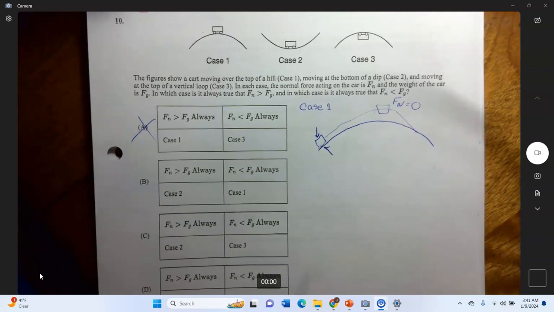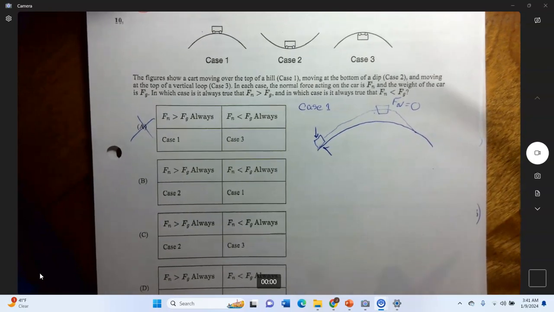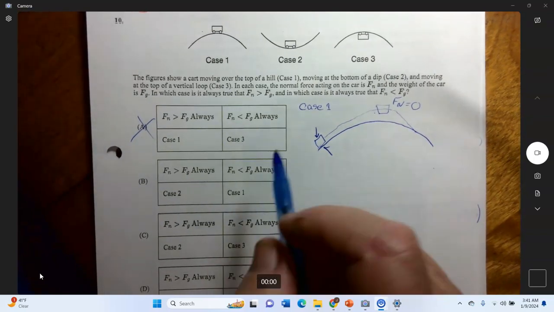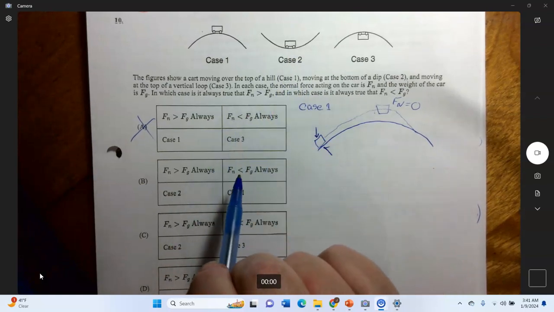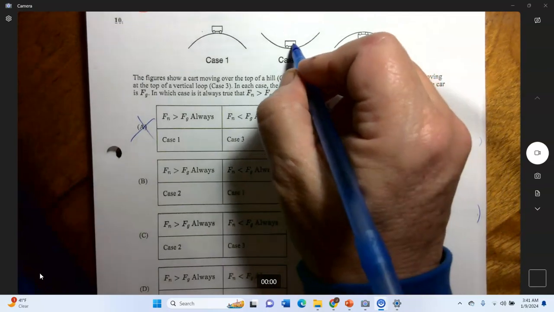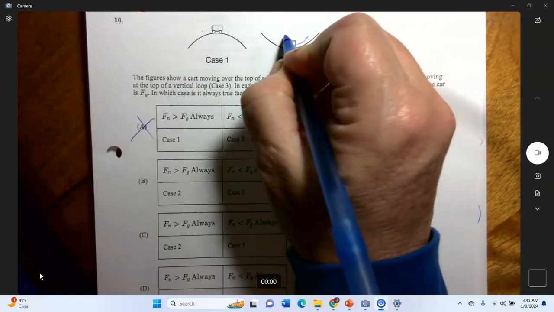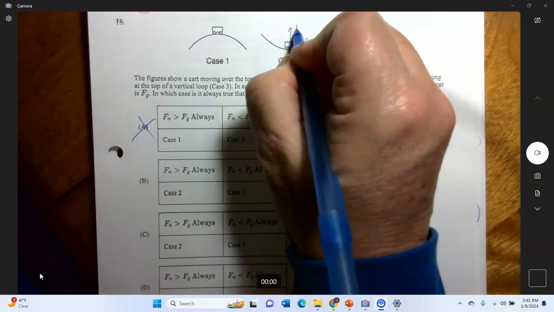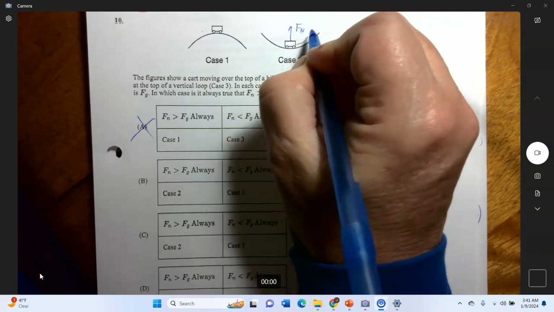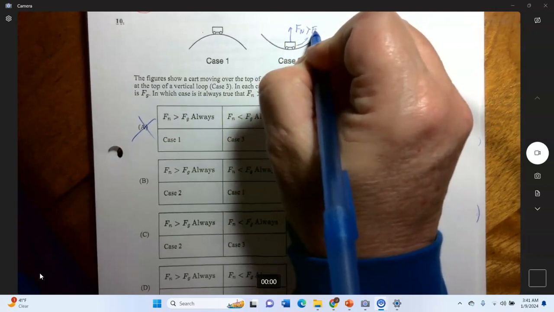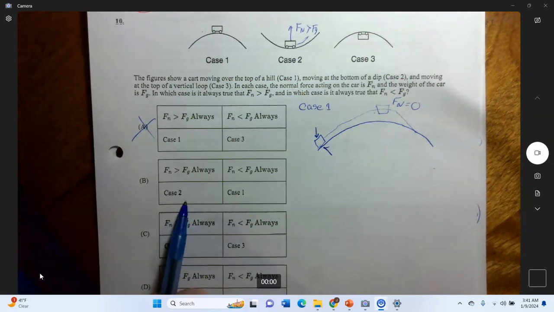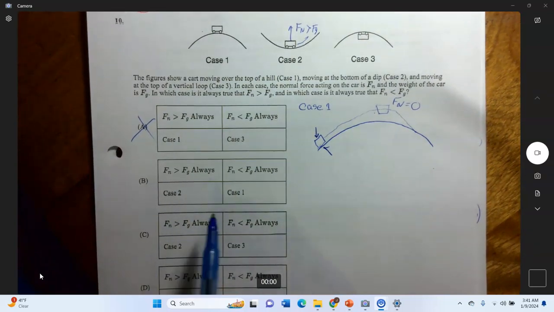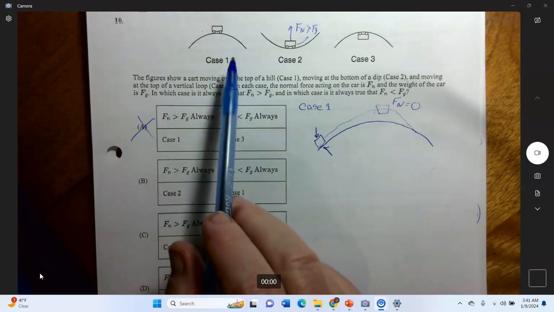Okay, Fn is greater than Fg always. Okay, so the normal force is greater than the gravitational. We saw that on the last problem. That's true because it's accelerating upward. So Fn is going to be greater than Fg. That's true here. All right. In case 2, and in case 1, Fn is less than Fg.